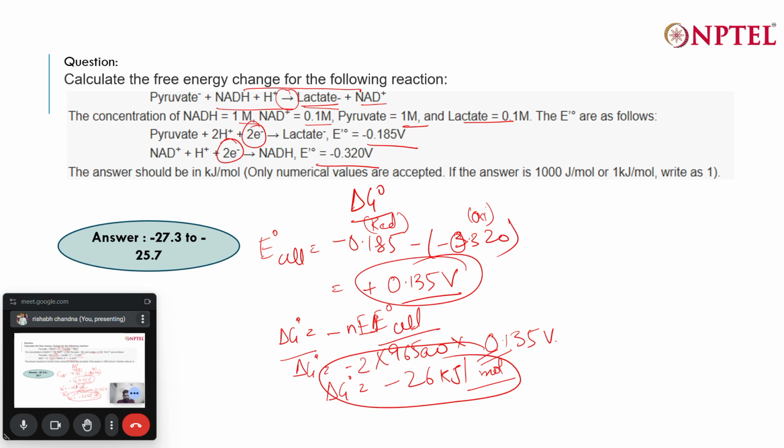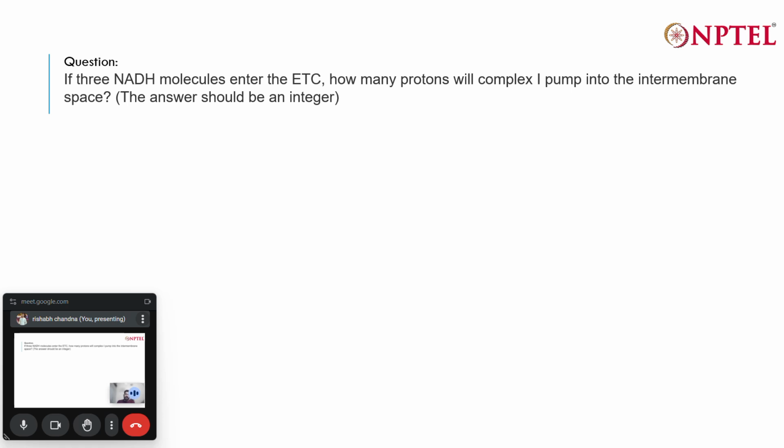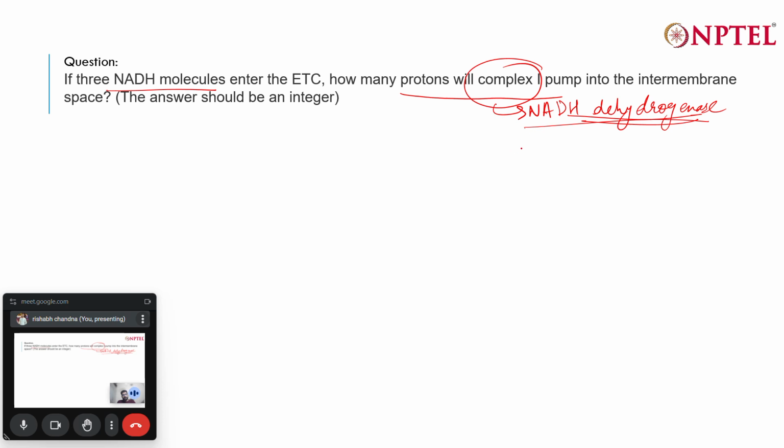Okay, so let's move on to the next question. If three NADH molecules enter the electron transport chain, how many protons will complex 1 pump into the intermembrane space? Okay, so complex 1 is NADH dehydrogenase. One NADH dehydrogenase basically pumps 4 H plus to the intermembrane space, as per the known number.